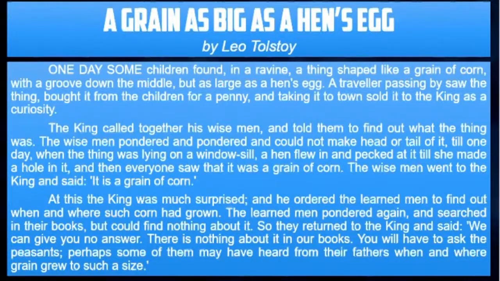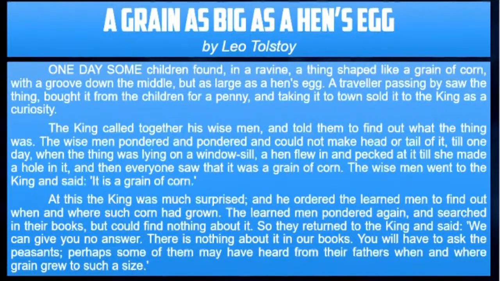The king called together his wise men and told them to find out what the thing was. The wise men pondered and could not make head or tail of it. Till one day, when the thing was lying on a windowsill, a hen flew in and pecked at it till she made a hole in it. And then everyone saw that it was a grain of corn. The wise men went to the king and said, "It is a grain of corn."